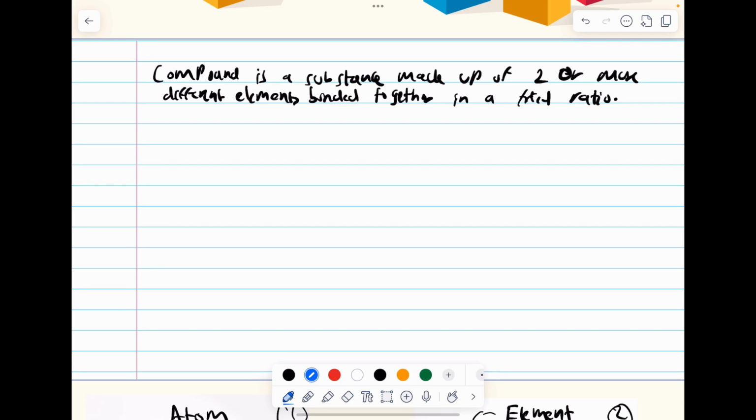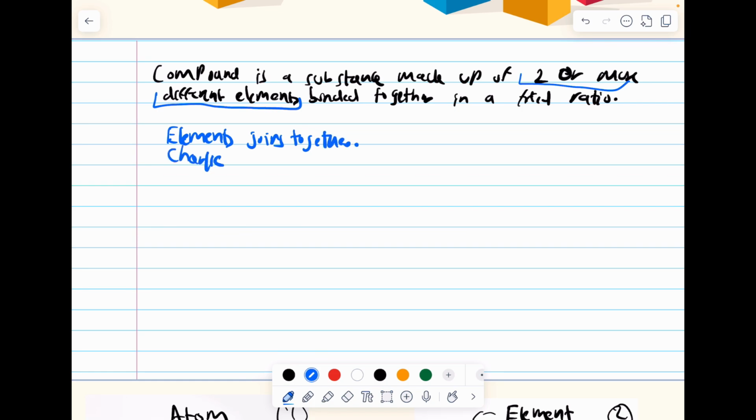A compound is a substance made up of two or more different elements. So for this one, just imagine elements joining together. That's literally all a compound is. Elements are bored and they join together. So imagine here, Charlie, shout out to Charlie, and he's very lonely, he's very sad. He wants to become friends with Jamie, and they become friends. That's literally all it is: an element joining with another element, and then they form a compound.